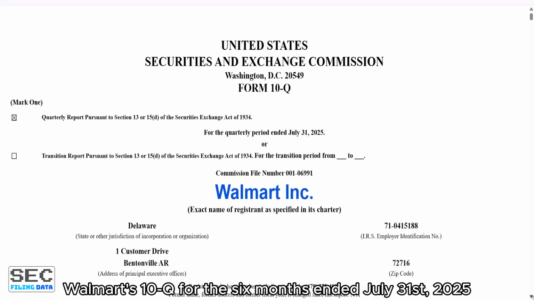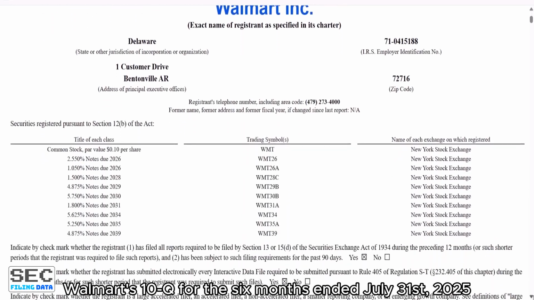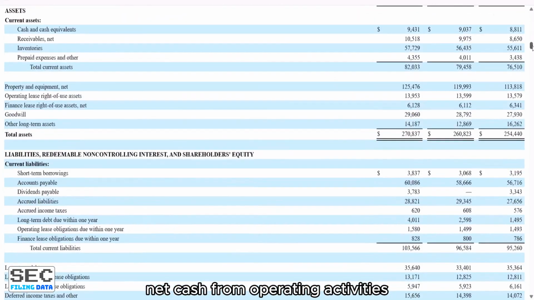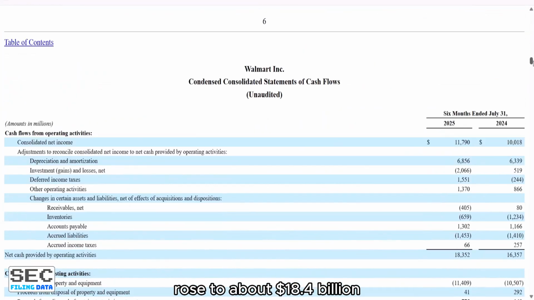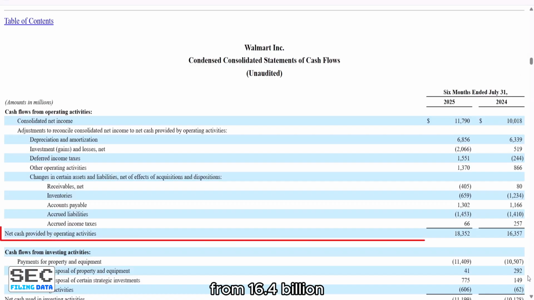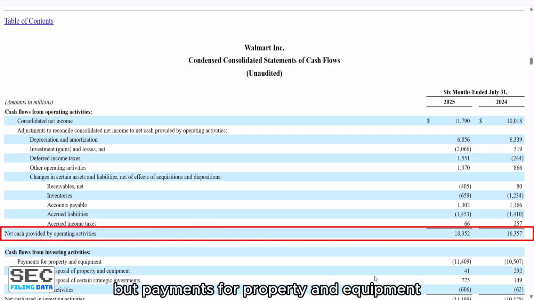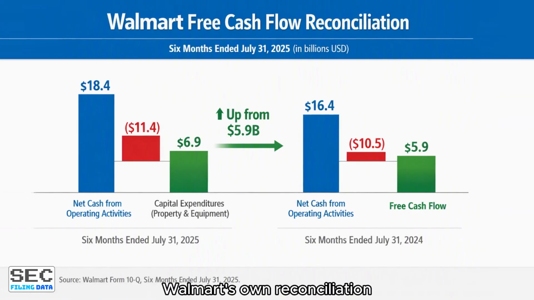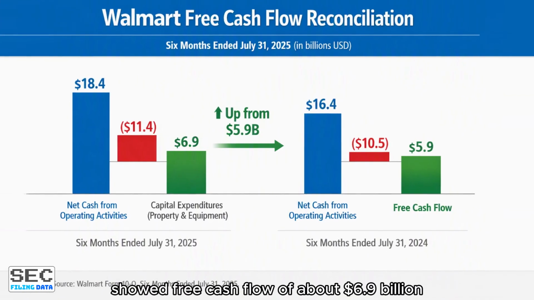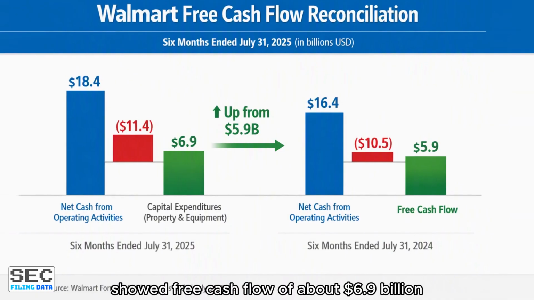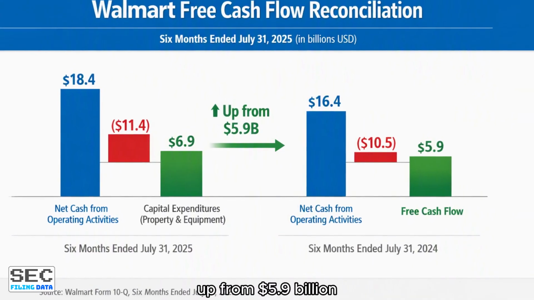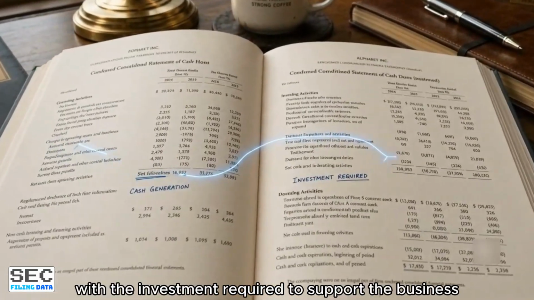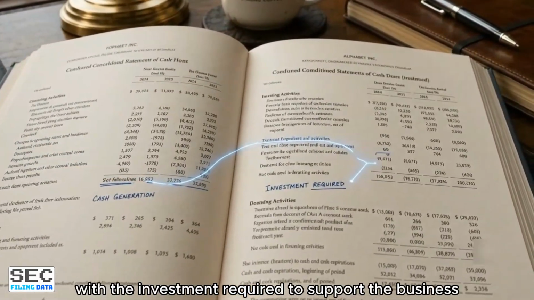Walmart's 10-Q for the 6 months ended July 31st, 2025 shows why this matters. Net cash from operating activities rose to about $18.4 billion from $16.4 billion. But payments for property and equipment also increased to about $11.4 billion. Walmart's own reconciliation showed free cash flow of about $6.9 billion, up from $5.9 billion. The lesson is to read cash generation together with the investment required to support the business.